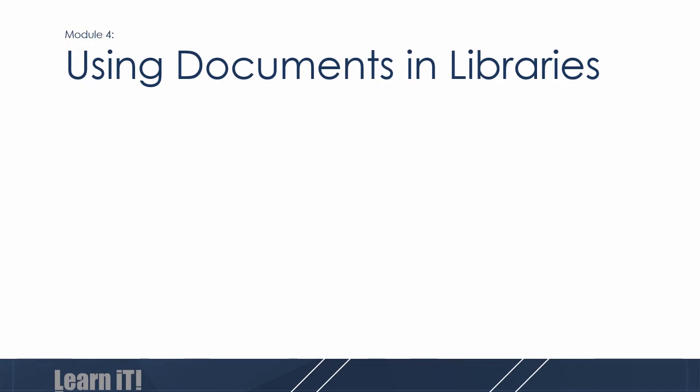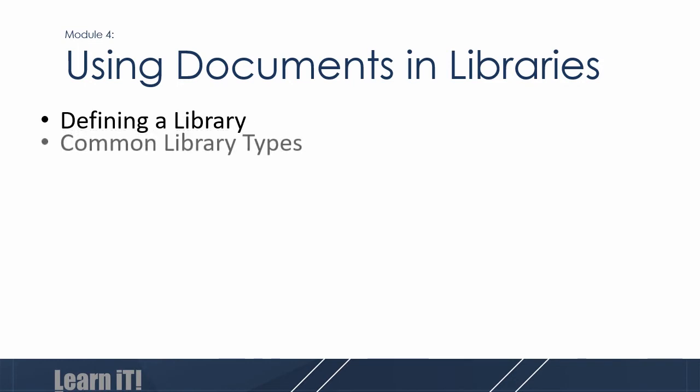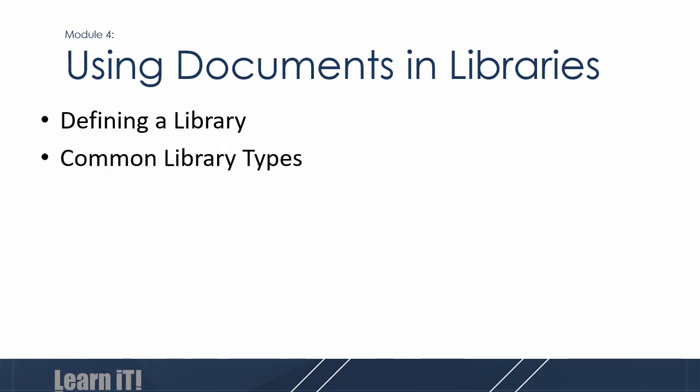We're going to talk about using documents in libraries. So in this particular section, we're going to define a library for you. In our previous module, we talked about what lists were, one of the two core components that store data in SharePoint. We're finally going to talk about the second core component. From there, we'll talk about some common library types that are available in SharePoint. We'll talk about how to manage library documents.